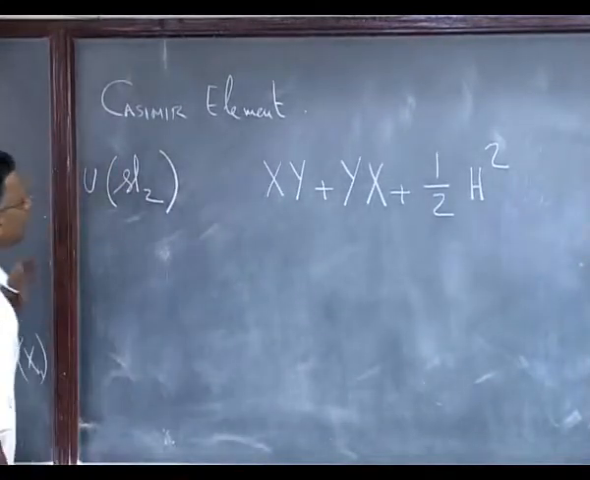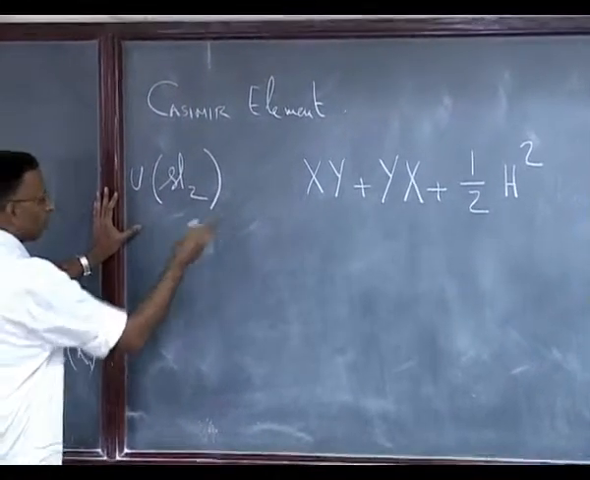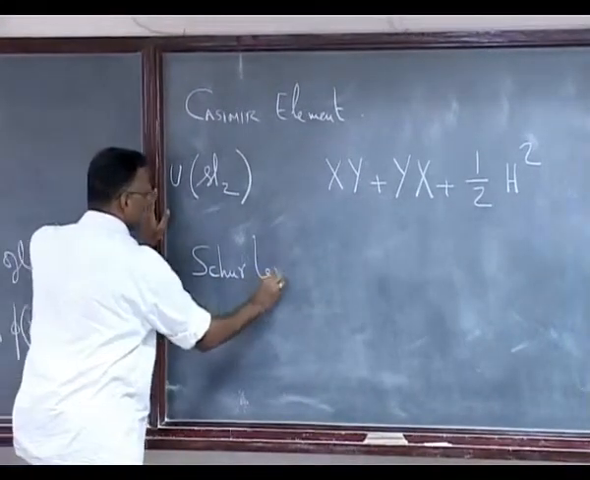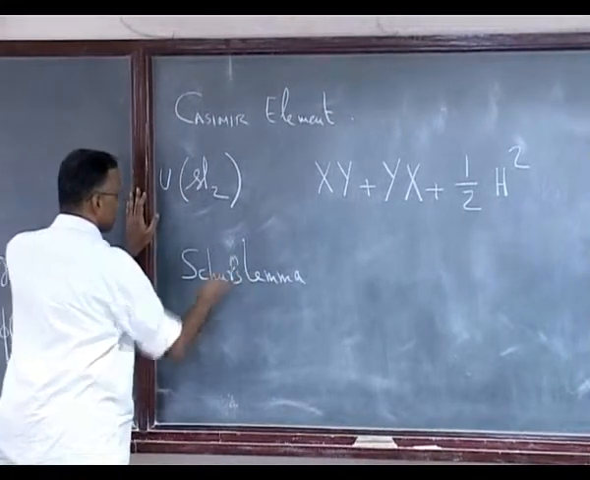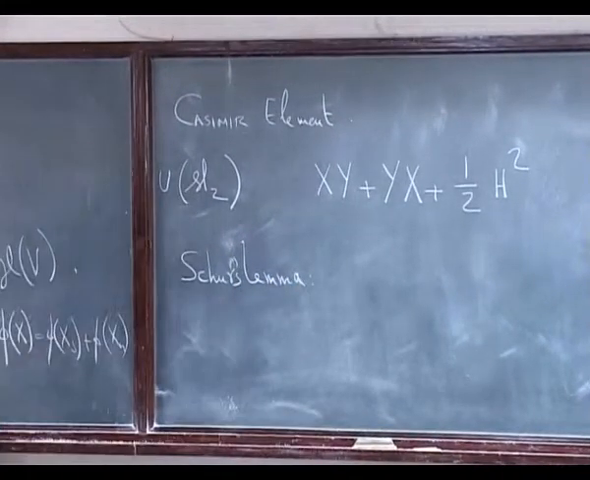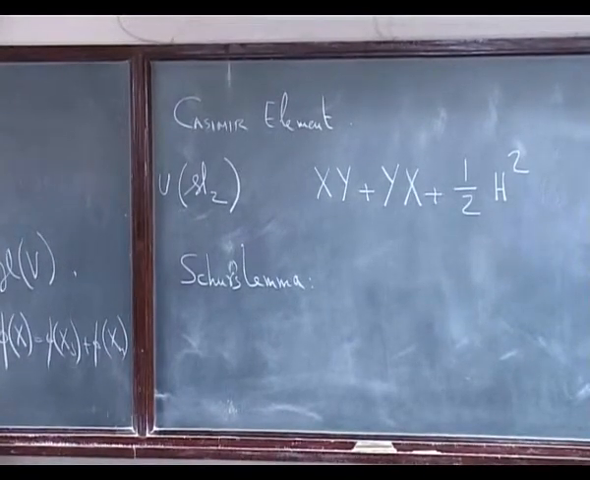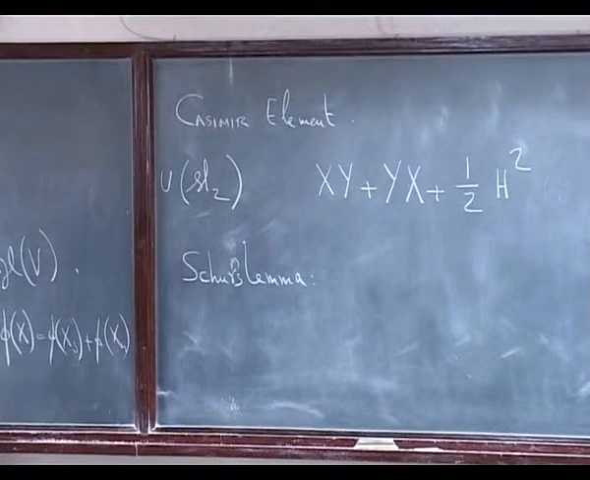algebra. That brings me to, before I start talking more about the Casimir element, I should recall Schur's lemma. So, Schur's lemma is a general statement about when a module is irreducible, right?